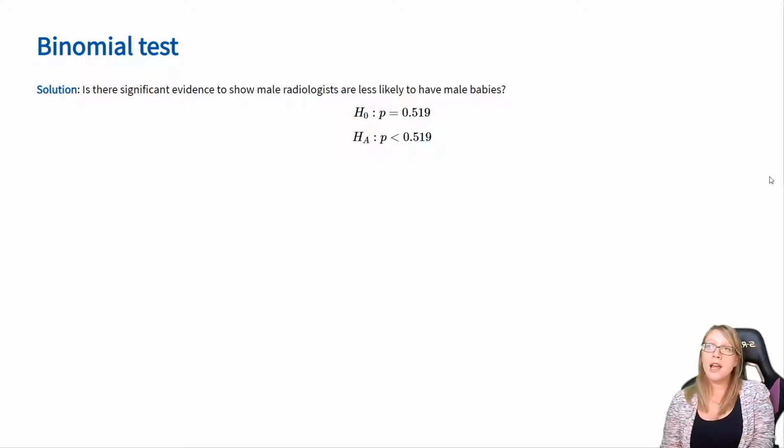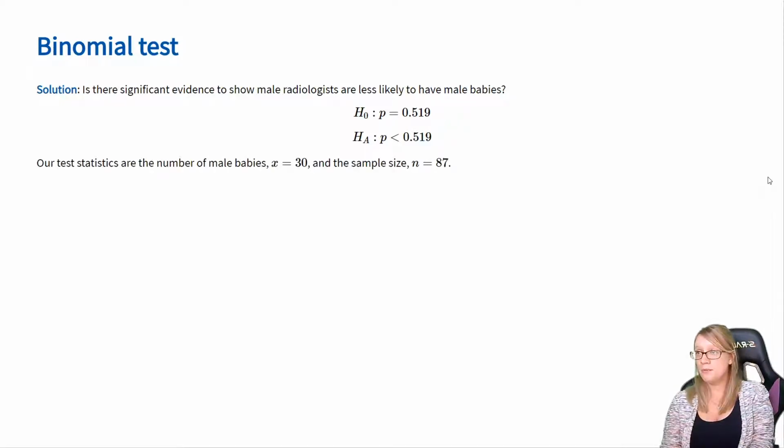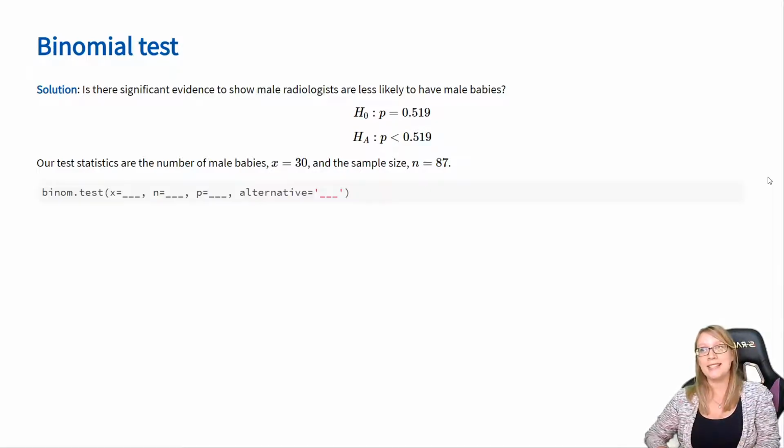Well, let's take a look at our hypotheses. If male radiologists are exactly the same as the rest of the population, if there's been no ill effects, then the true proportion of male births should be 0.519. If they're less likely to have male babies, our alternative should be less than 0.519. Our test statistics are the number of male births, so x equals 30, our sample size, n equals 87. We will plug all of this into that binomial.test function. At home, take a moment or two to think about how you would complete this.